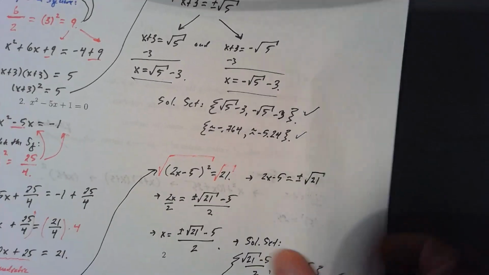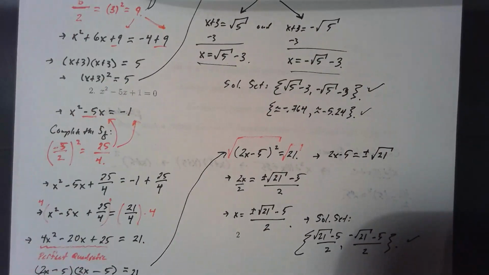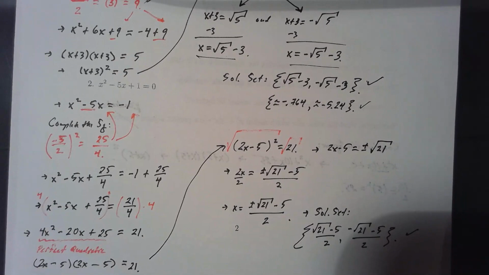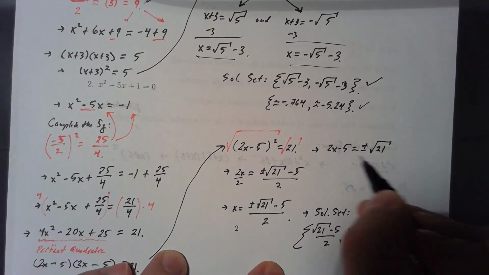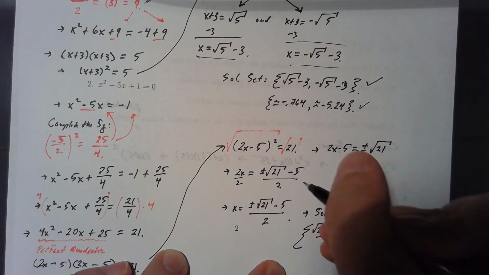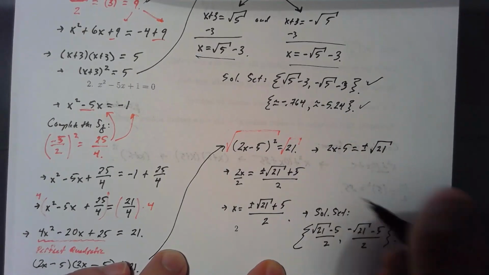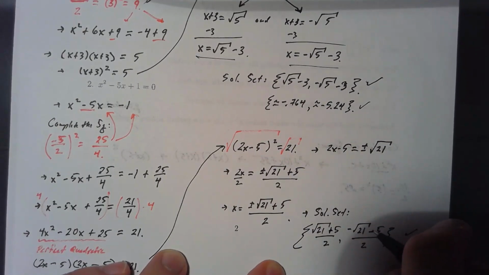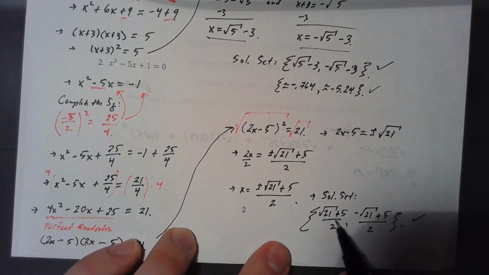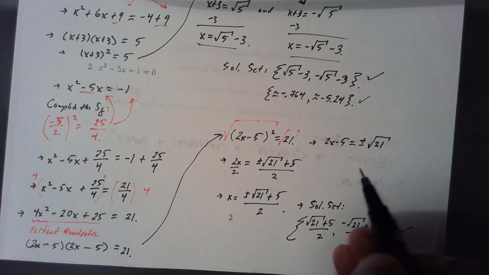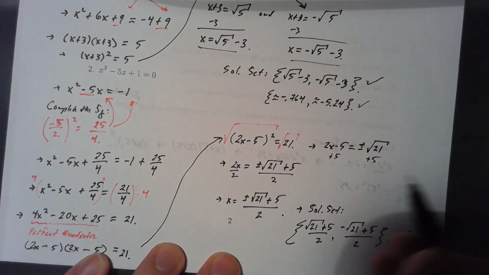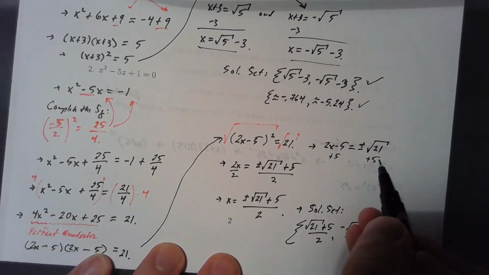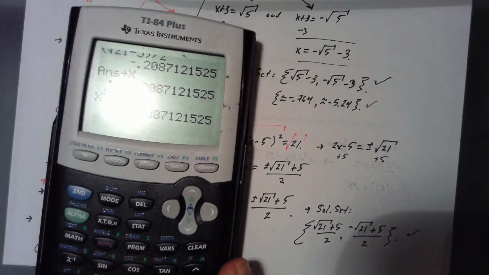Oh, wait a minute. I see what I did. I made a mistake. I made a boo-boo. I'm supposed to add 5 here. That should be plus 5. My mistake. Sorry, guys. So that should be plus 5, because when you're adding 5 to both sides here, you're going to have plus 5, not negative 5. Simple mistake.